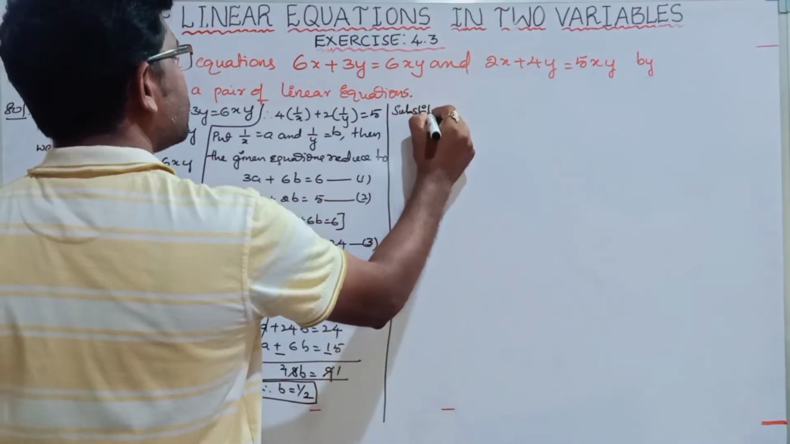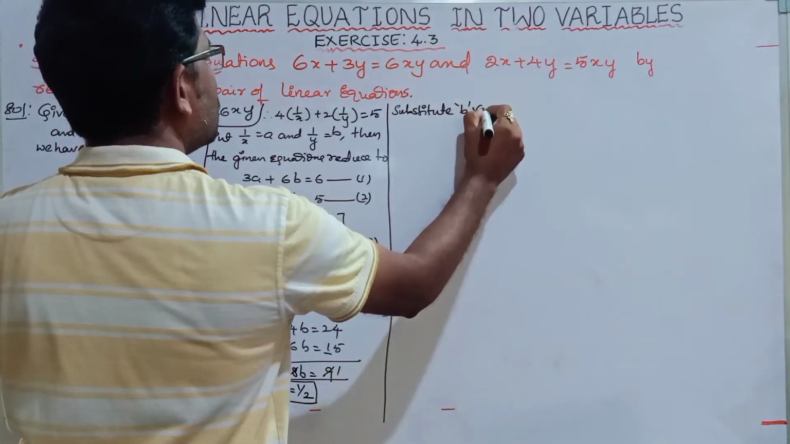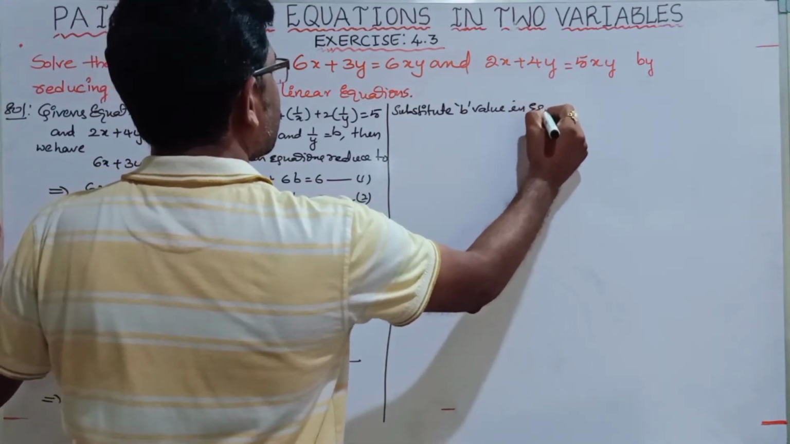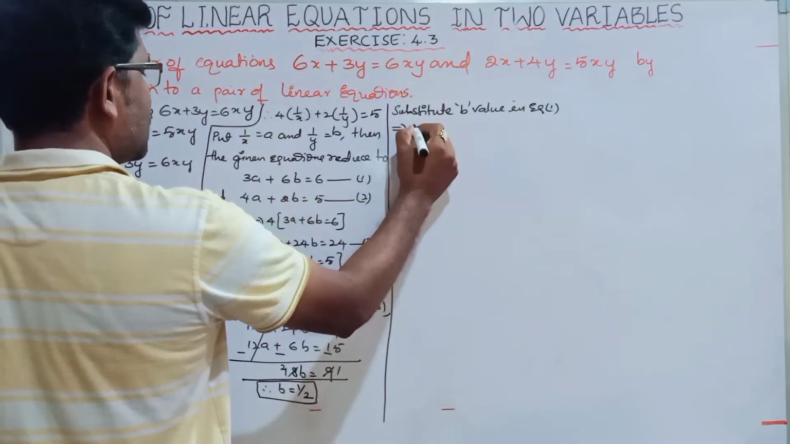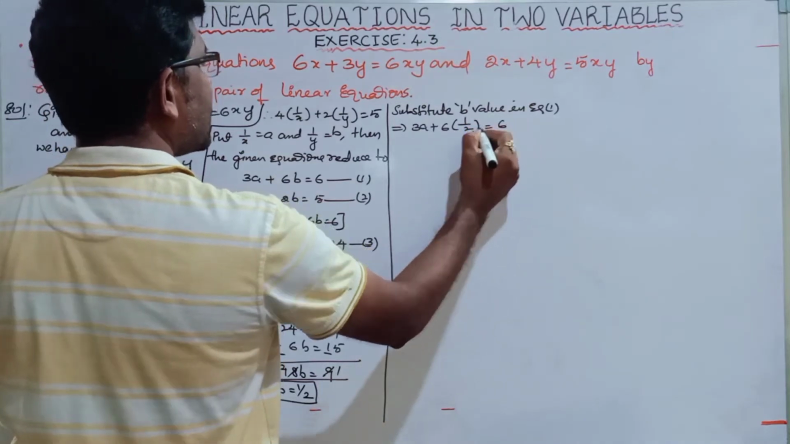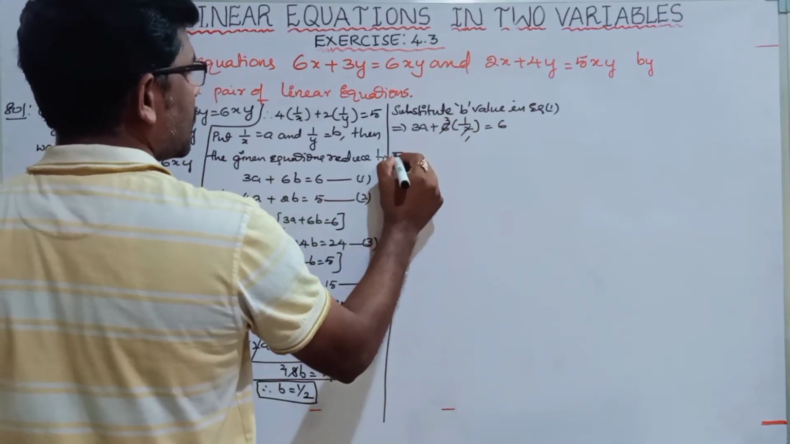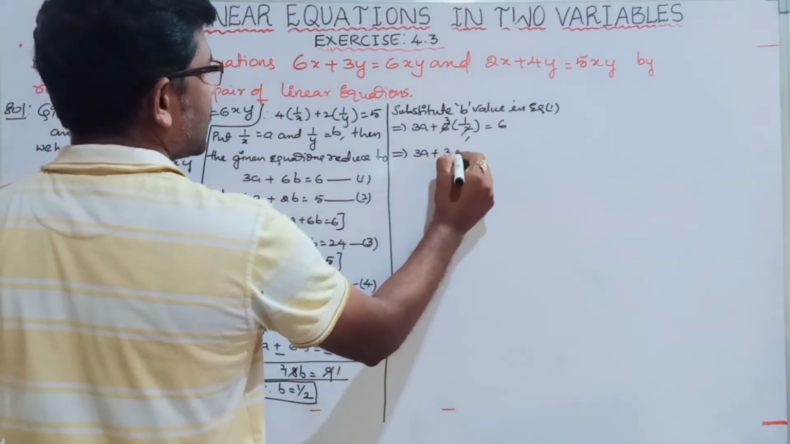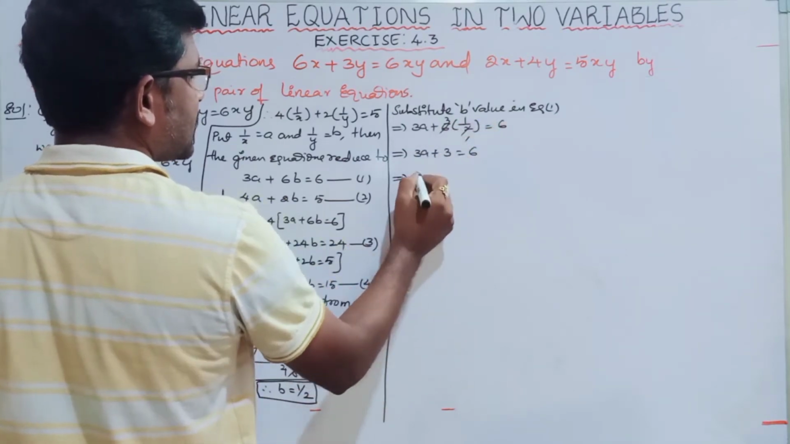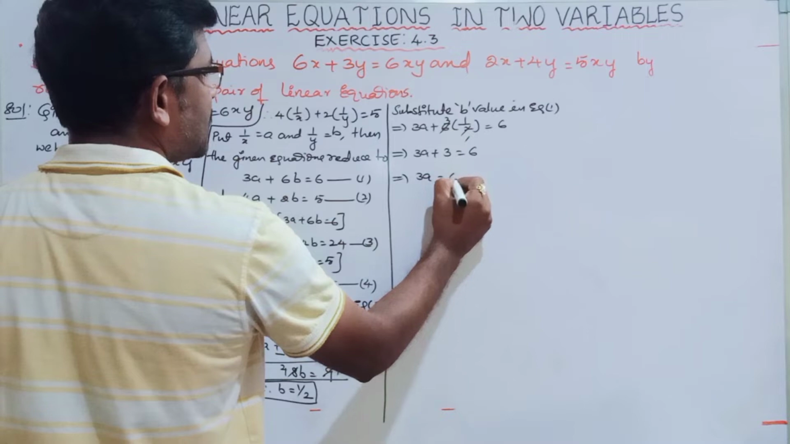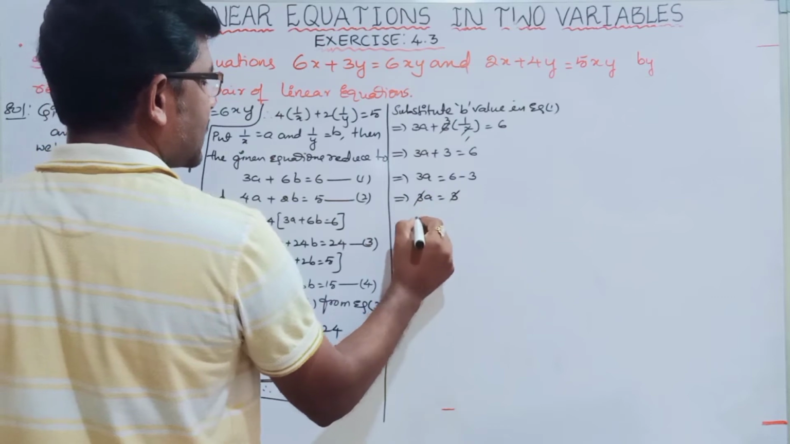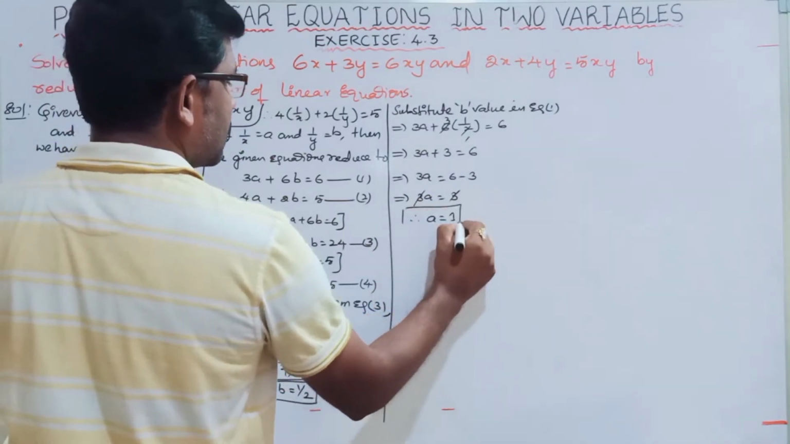Substitute b value in equation 1. It implies 3a plus 6 into 1 by 2 is equal to 6. 2 ones are 2, 2 threes are 6. It implies 3a plus 3 is equal to 6. Transposing plus 3 to that side, plus 3 becomes minus 3, 6 minus 3. It implies 3a is equal to 3. 3 gets cancelled. a is equal to 1.